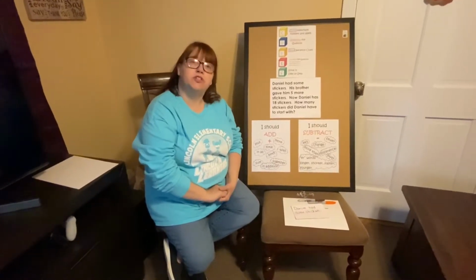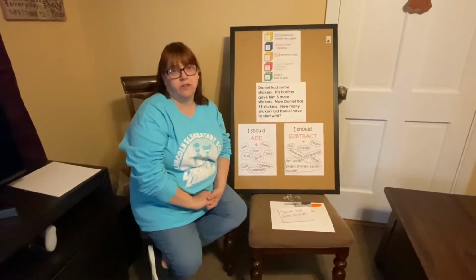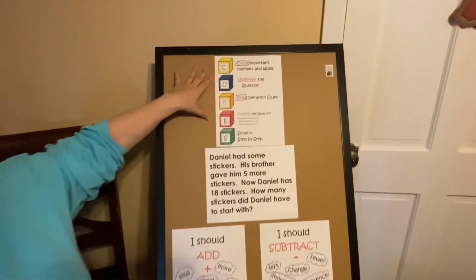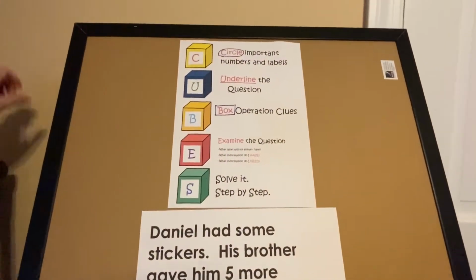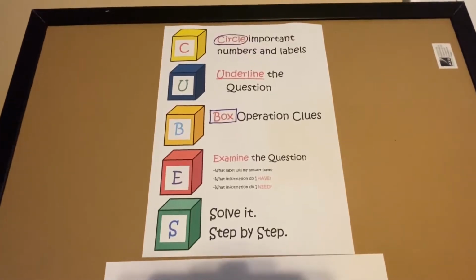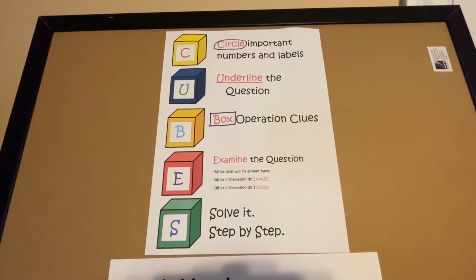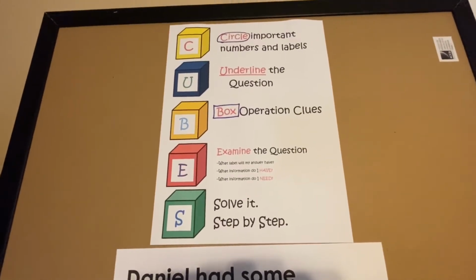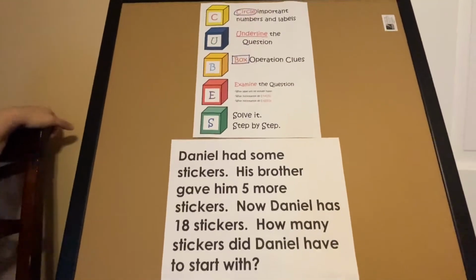Today I'm going to be showing you how to unpack a word problem and use the cube strategy to solve it. So first here we have our cubes anchor chart, and it tells us exactly what each letter stands for. The C, circle the important numbers. U, underline the question. B, box operation and clues. E, examine the question. For example, what label will my answer have? What information do I have? And what information do I need? And then the S stands for solve it step by step.